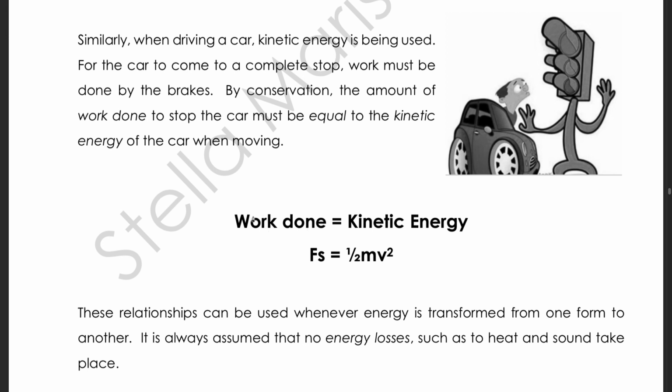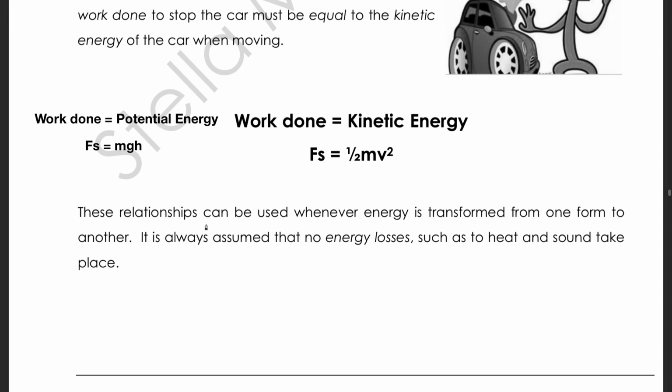This can also be that work done will be equal to potential energy as well. Since potential energy can be turned into kinetic energy without any losses, then the work done might also be equal to potential energy. Therefore, force multiplied by distance might be equal to mass times gravity times height. These relationships can be used whenever energy is transformed from one form to another. It is always assumed that no energy losses, such as to heat or sound, take place.